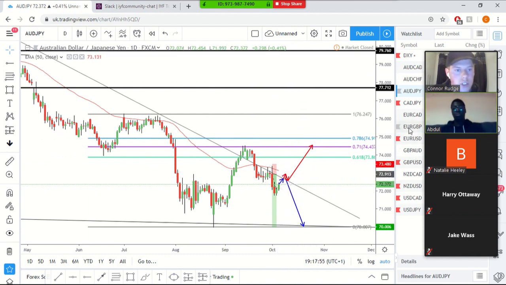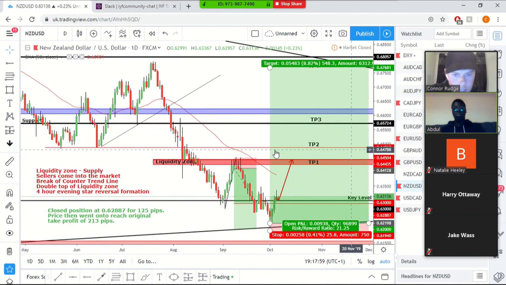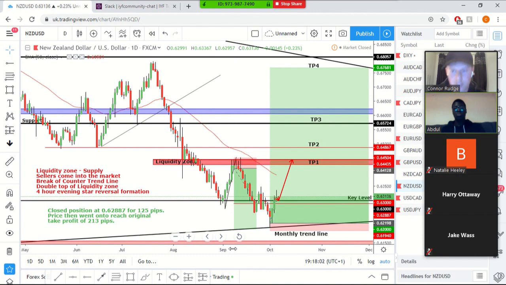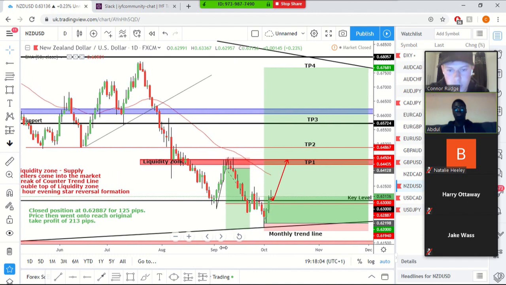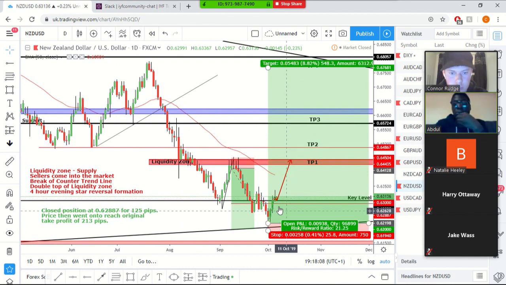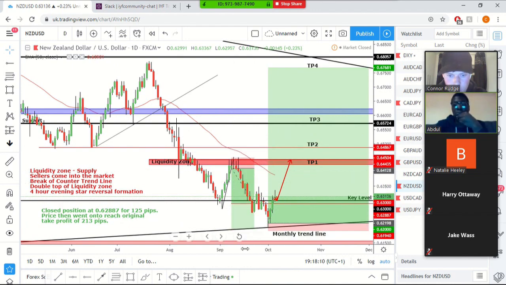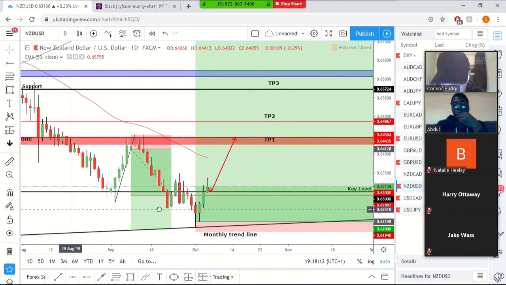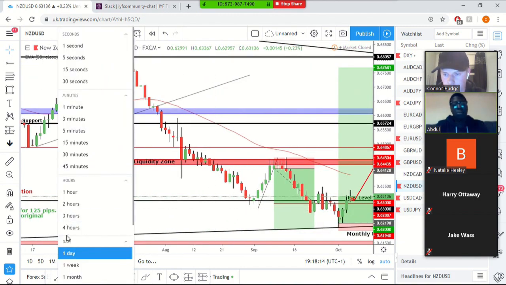If we move on to the next pair that I had from last week, which was NZD USD, once I've gone through this, I'll let Abdul take you through his AUD USD. As you can see here, this is my analysis for the current trade that I'm in. But if we just focus on this piece of price action here, we go on to the 4-hour time frame.